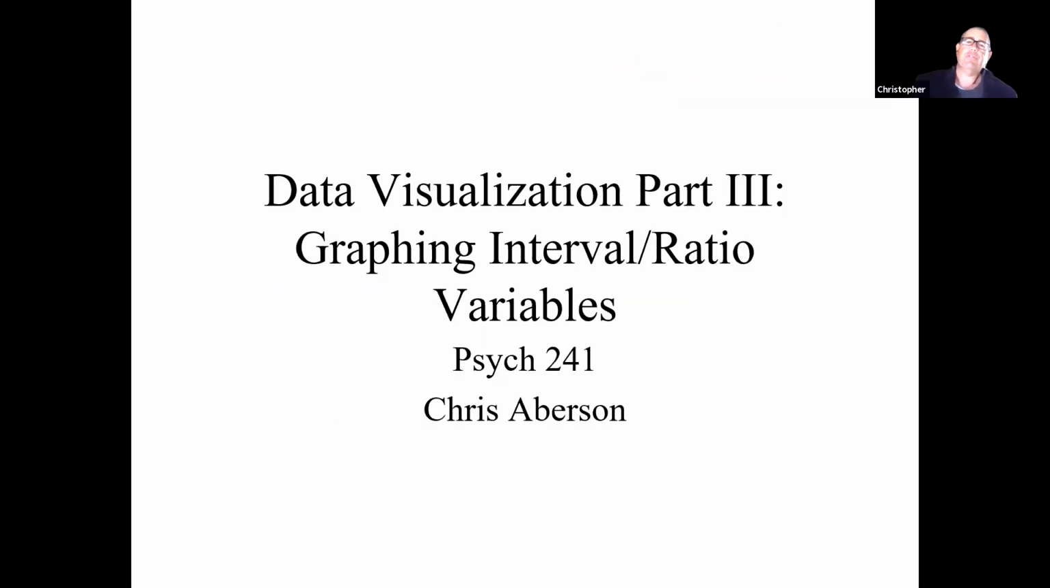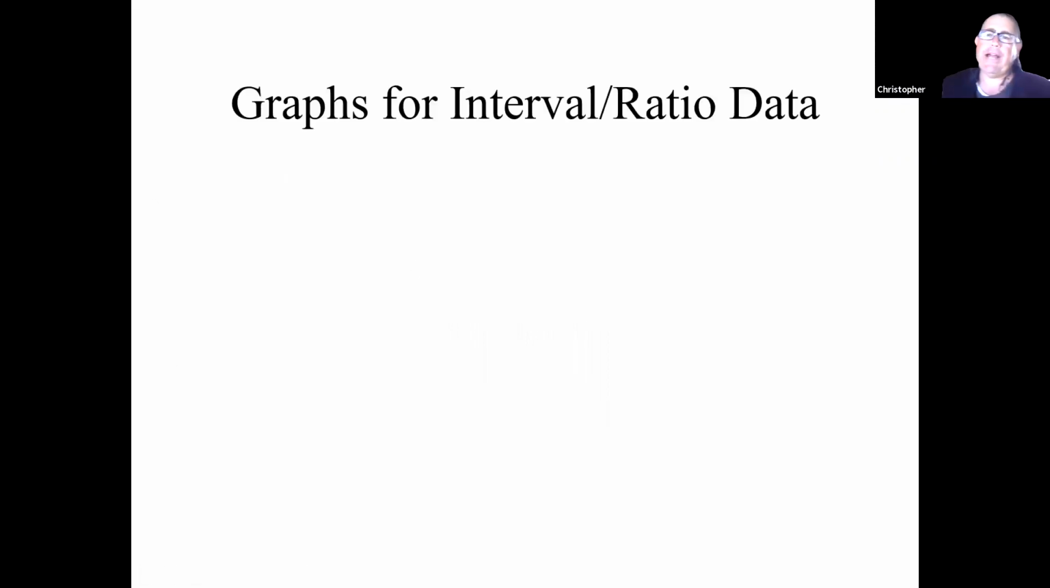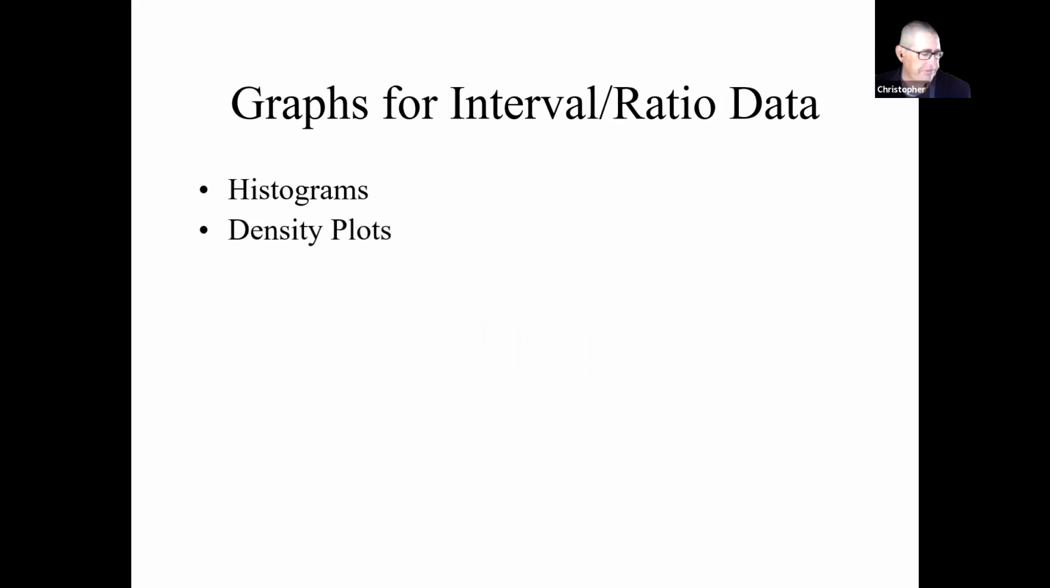Right, graphing for interval ratio variables. We'll probably focus more on graphs for interval ratio variables as they're probably a little bit more useful for our purposes. We'll talk about one kind called a histogram. One tricky thing about the histogram is it looks a lot like a bar graph, but there are some key distinguishing features. We'll also look at what's called a density plot, which is kind of a smoother version of a histogram. We'll look at a fun graph called a stem and leaf plot.